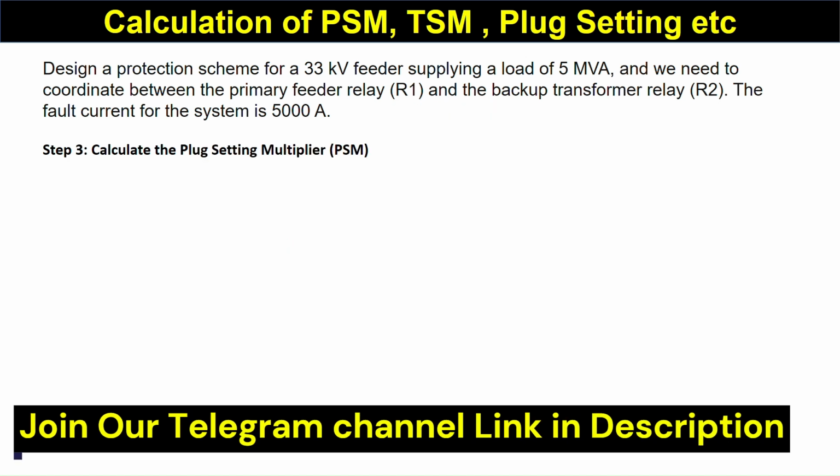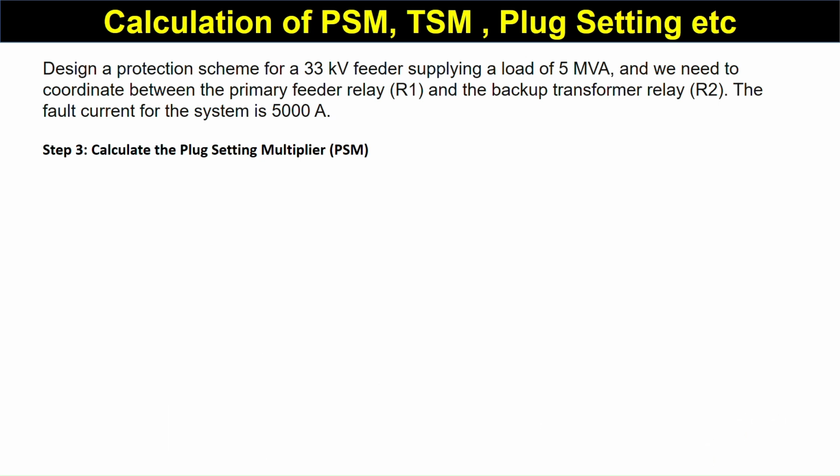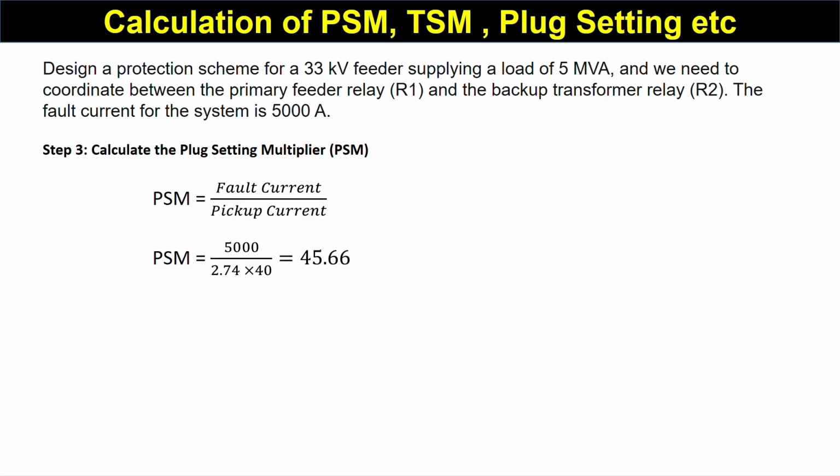Calculating the plug setting multiplier. Now we have to calculate the plug setting multiplier. PSM is equal to fault current divided by pickup current. Fault current is 5000. Our pickup current will become the CT secondary current into the CT ratio, that is 2.74 into 40, it becomes 109.6 amperes, and so PSM is 45.66. This is PSM. This is not amperes, it is a ratio.